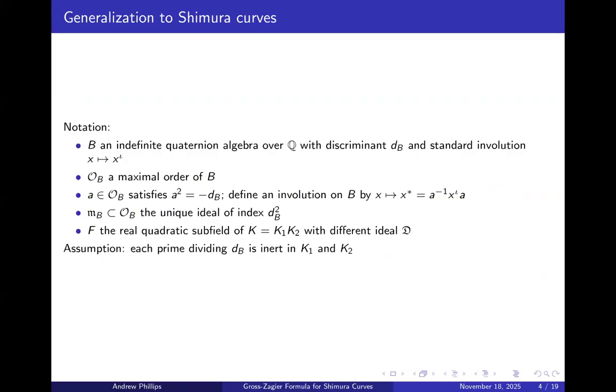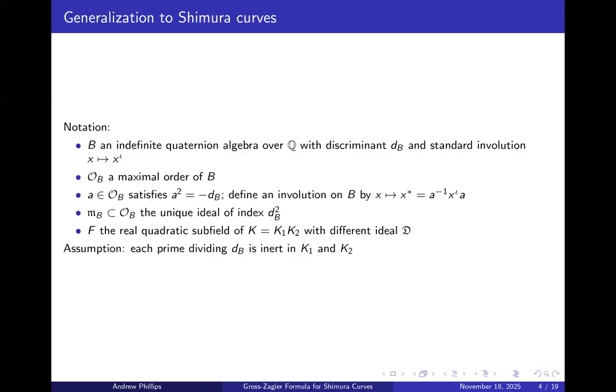If I want to generalize this from a modular curve, which classifies elliptic curves, to a Shimura curve, which is going to classify what we call QM abelian surfaces, like an abelian variety of dimension 2 but one that has an action of a quaternion algebra. So the notation for the rest of the talk is we start with what's called an indefinite quaternion algebra B over Q. It's a central simple algebra of dimension 4 over Q.